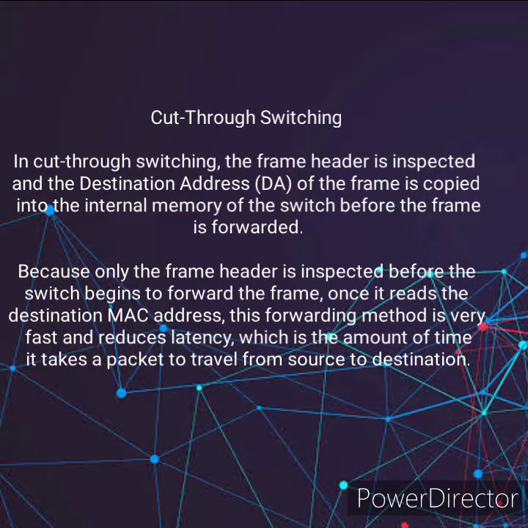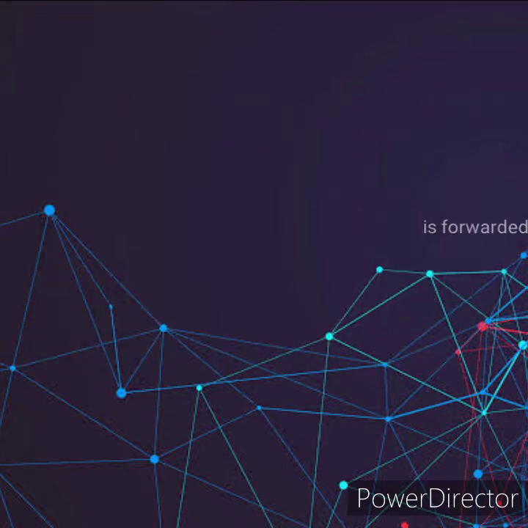Cut-through switching. In cut-through switching, the frame header is inspected and the destination address, or DA, of the frame is copied into the internal memory of the switch before the frame is forwarded. Because only the frame header is inspected before the switch begins to forward the frame, once it reads the destination MAC address, this forwarding method is very fast and reduces latency, which is the amount of time it takes a packet to travel from source to destination.